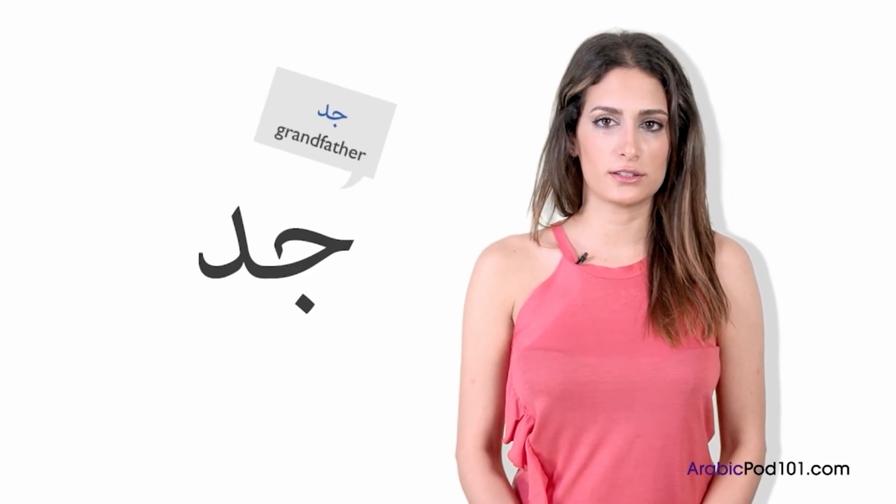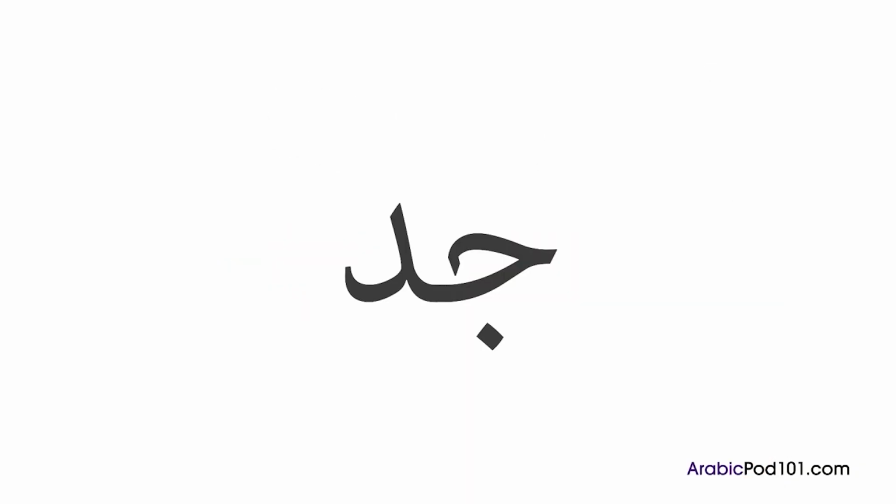We'll continue learning more letters next time, but for now, let's practice using these letters in some new words. First up is the word jad. It means grandfather. That's the jim we learned in the previous lesson in initial form, connected to the dal we learned in this lesson in its final form. Okay, now try writing it. Jad.